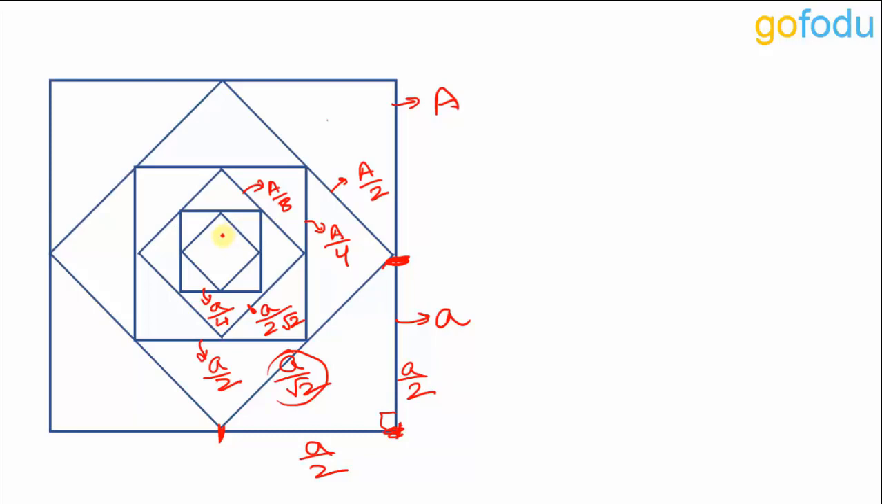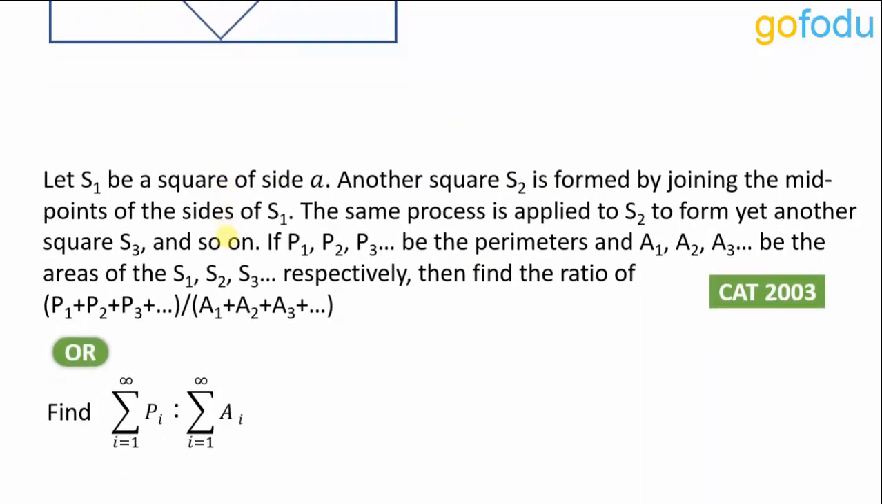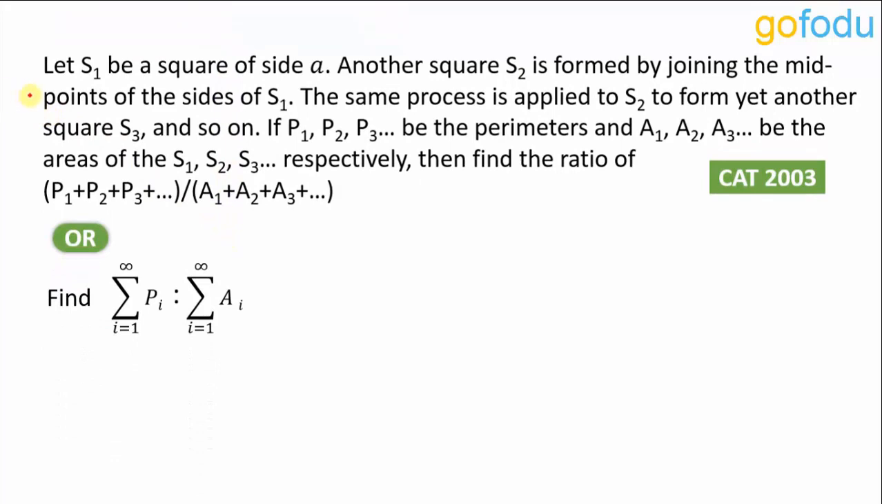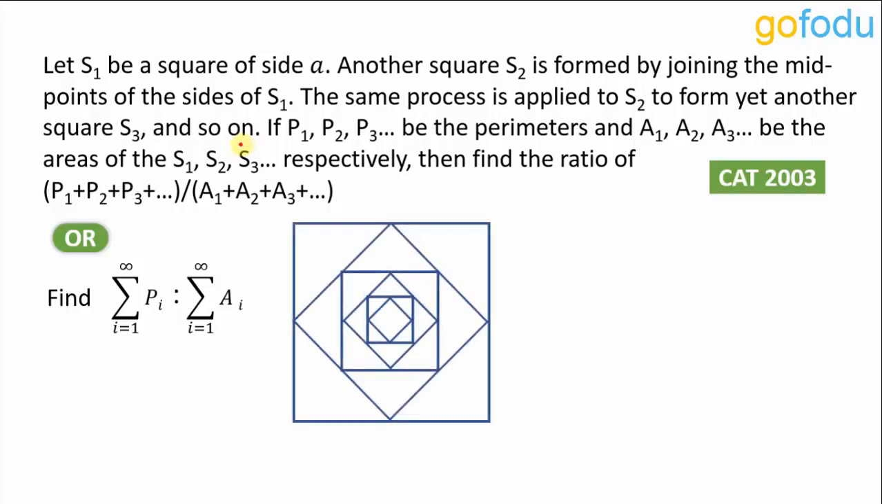Now let's see the question asked in CAT 2003. Let S1 be a square of side a. Another square S2 is formed by joining the midpoints of the sides of S1. The same process is applied to S2 to form another square S3 and so on. So the final figure will be the same that we just saw, this one. P1, P2 and P3 are perimeters of these squares, P1, P2, P3, P4 and so on till infinity.